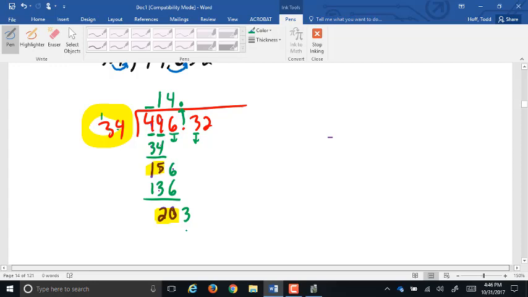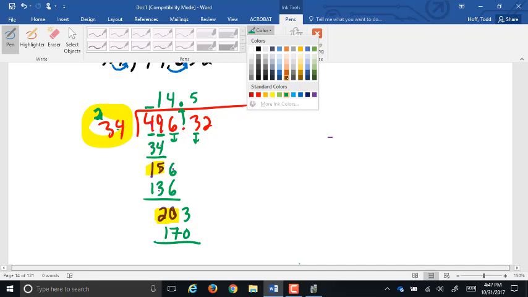34 goes into 203 how many times? You try 6. 6 times 4 is 24, so that's 4, carry the 2. 6 times 3 is 18, plus 2 is 20. That didn't work, did it? Just a little bit too big. So this has to go down to 5. 5 times 4 is 20, so that's 0, carry the 2. 5 times 3 is 15, plus 2 is 17.